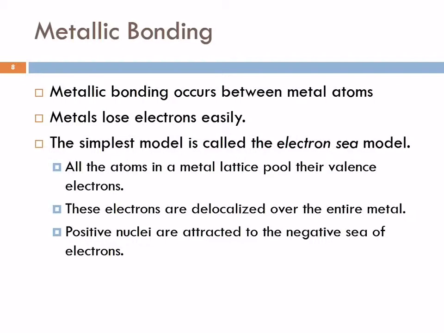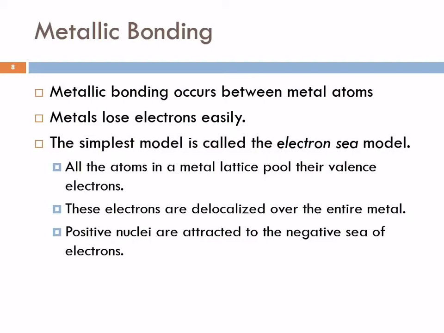The simplest model for metallic bonding is called the electron sea model. And so all the atoms in this solid are going to pool their valence electrons. And those electrons then are delocalized over the entire metal, and the positive nuclei are attracted to that sea of electrons. Okay, does that make much sense? No, it's kind of a weird description.